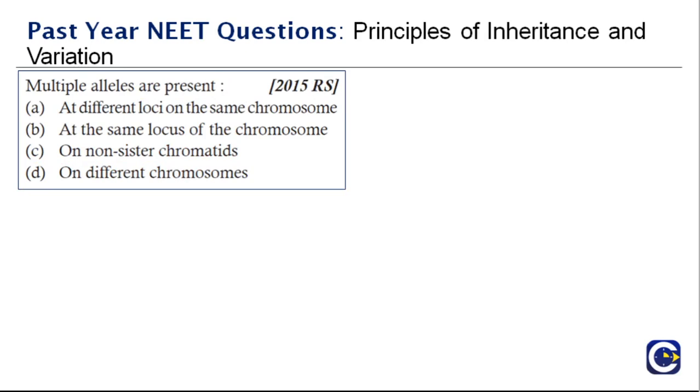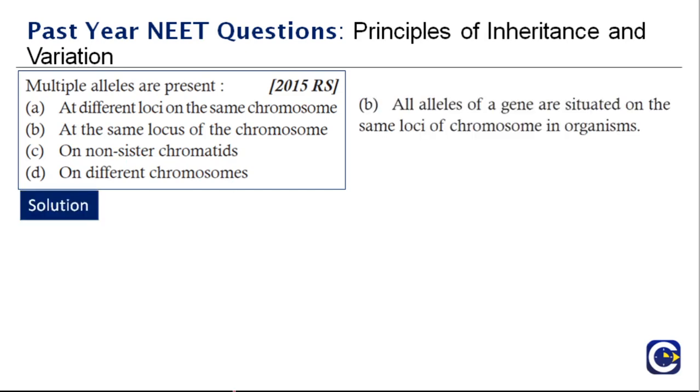Multiple alleles are present at different loci on the same chromosome, at the same locus of the chromosome, on non-sister chromatids, or on different chromosomes. So what is the answer here? Alleles of a gene are situated on the same locus of the chromosome in an organism. This is a very easy and simple question if you know what an allele is. It is present at the same locus of the chromosome.